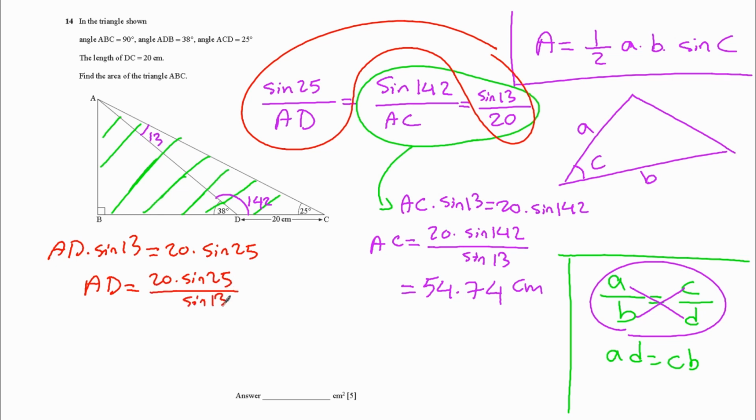Okay, I'm just going to again use the calculator here. So sine 25 divided by sine 13 and times 20, and the answer, again to 2 decimal places, is 37.57. So I'm just going to write the values that we found here. So this is 37.57. The other one is 54.74, which is logical because we do expect that AC is larger than AD.